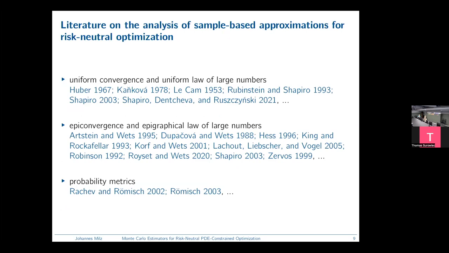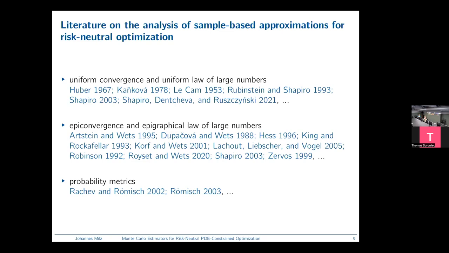Broader literature on an analysis of sample-based approximations for risk-neutral problems, or problems under uncertainty: if you want to analyze these sample-based approximations, then there are three main approaches. There might be more. One uses uniform convergence, a uniform law of large numbers. This will be the approach that we will use today.